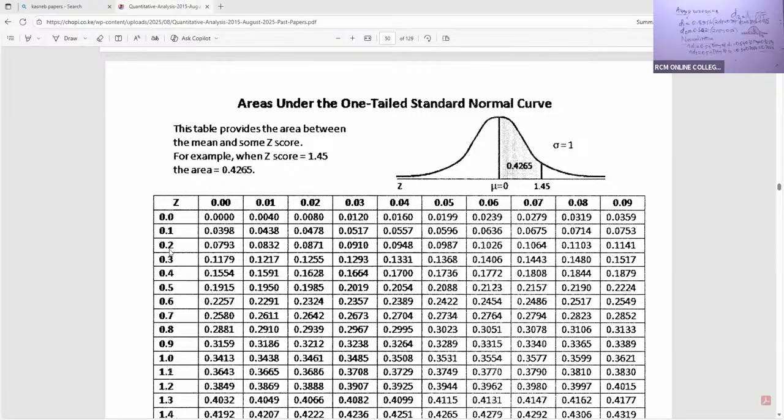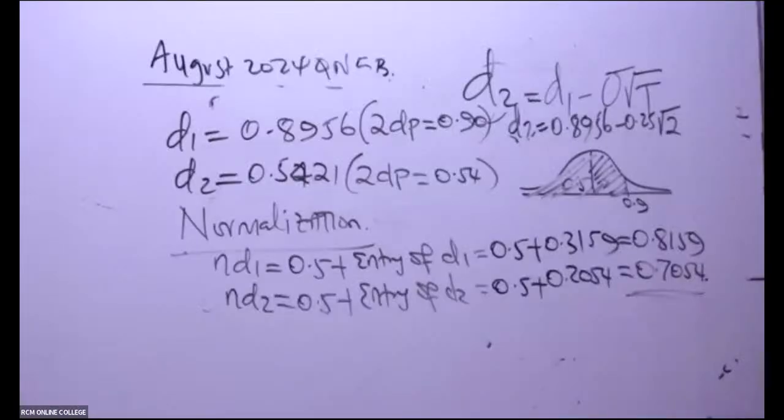So you can see this is a partially shaded table here. For example, when it is 0.90 here, this Z is always one decimal. If you want the second decimal, you read from here. So 0.90, this one here, 0.3159. If you want 0.54, 0.54 is here, 2054. You come to 0.5, the second digit is the fourth one here. So 0.2054, like that.